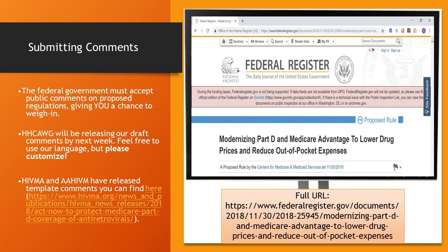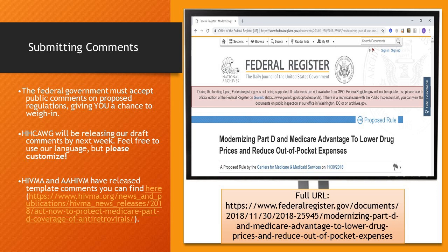So if you're concerned about what to say in these comments, we've given some great information, some considerations for people living with and at risk for HIV. But we're also going to be releasing our HCOG Coalition comments sometime by next week that you can use as draft template comments. Also, the HIV Medicine Association and the American Academy of HIV Medicine have released an alert and template comments you can find at this link that we provided for you.